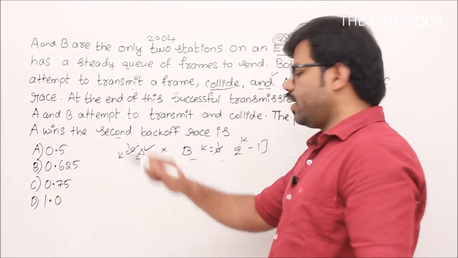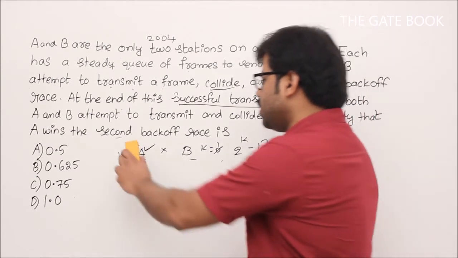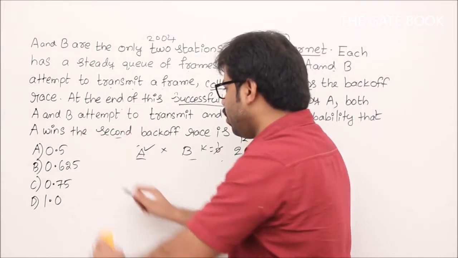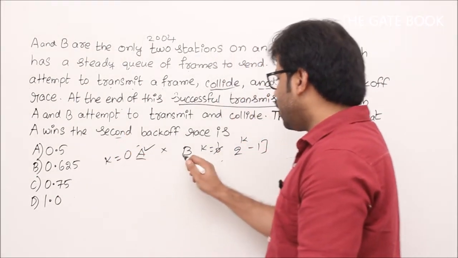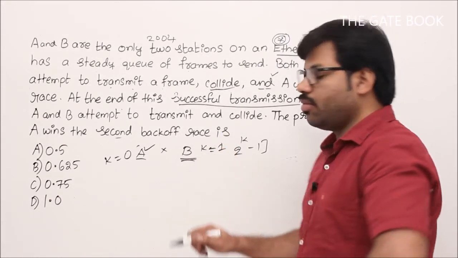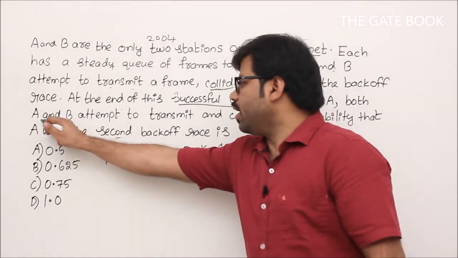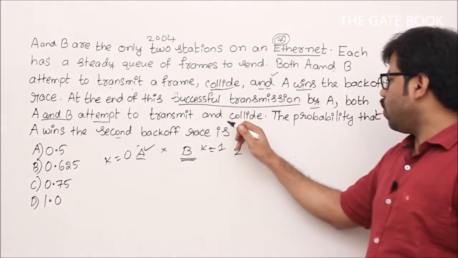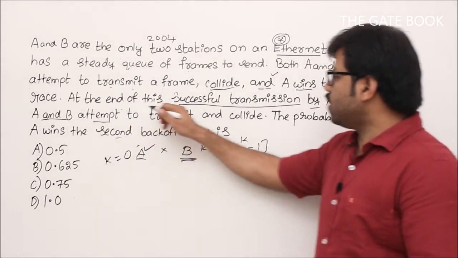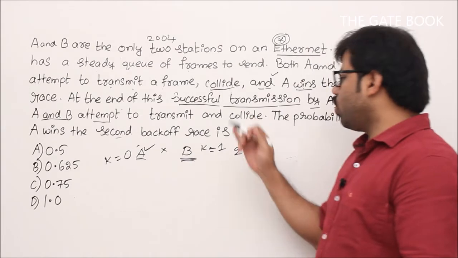Now A already sent it, and it is a successful transmission. Whenever there is a successful transmission, the k variable will be initialized to 0 again. But bad luck, B is still holding its frame, with k value 1. Now read the remaining thing. At the end of this successful transmission by A, both A and B attempt to transmit and collide.